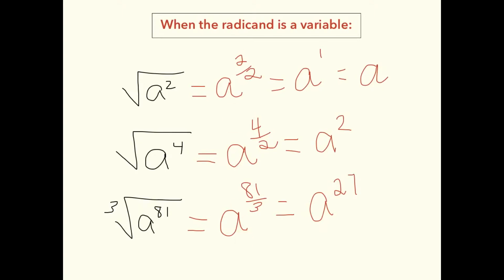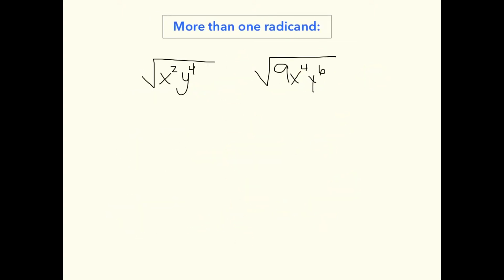Now that we're good with variables as the radicand, let's see what happens when you have more than one of them. So here we have the square root of x squared y to the 4th. All you want to do is split that up, so we can do one at a time. So the square root of x squared times the square root of y to the 4th. So you see all we did was split them up so we can deal with them separately. And then from here we do just like we did in the previous examples.